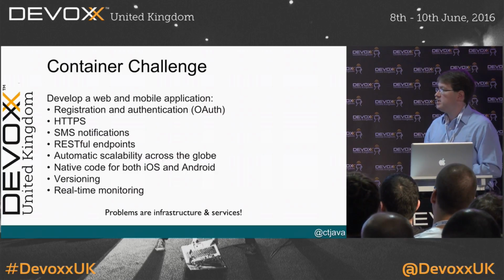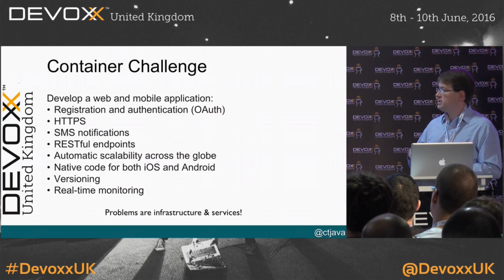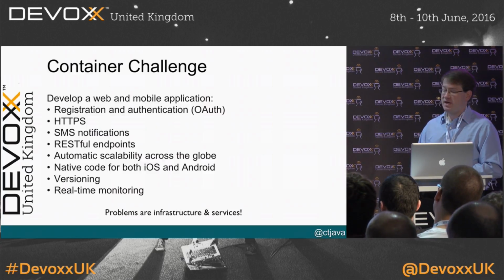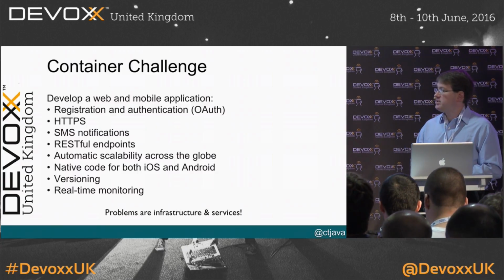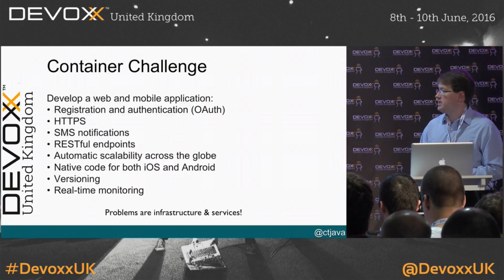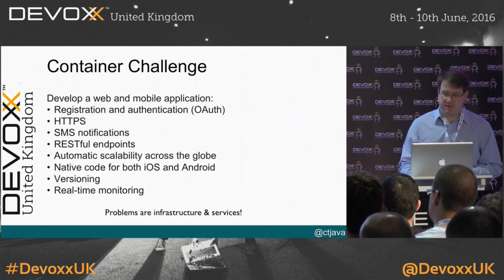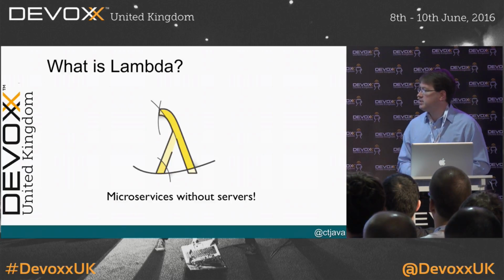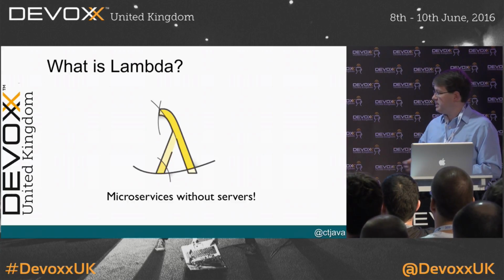Providing SMS notifications, RESTful endpoints for all the points of your application, automatic scalability around the globe, as I've already alluded to, having native code bindings for both iOS and Android to tie into your backend, managing versioning of the APIs, and also getting real-time monitoring. So these problems are basically infrastructure and services if you're trying to build an application. That introduces Amazon Lambda, which is basically microservices without the app containers, without servers.